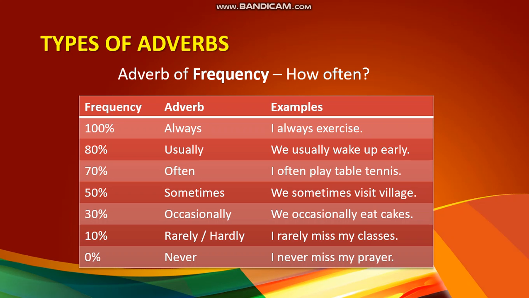Now, I believe that you are a bit clear about types of adverbs. Repeating, the first one was adverb of manner. Next one, adverb of time, adverb of place, and the last one, adverb of frequency.